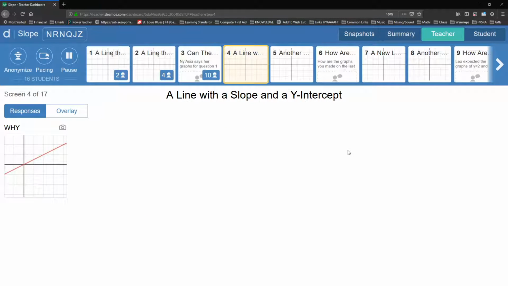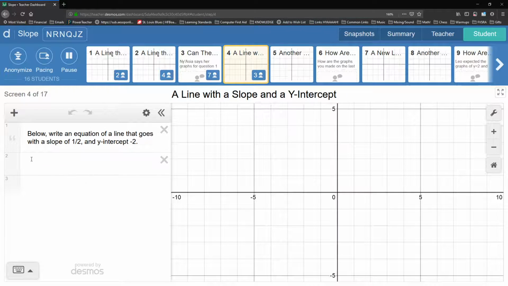4, a line with a slope and a y-intercept. So what they're asking you to do here is write an equation of a line with a slope of a half and a y-intercept of -2. Now, how many different lines have a y-intercept at -2 and a slope of a half? Just one, right? Only one. So everybody should have the same answer for this one. Y equals mx plus b. Type in your slope. Type in your y-intercept.